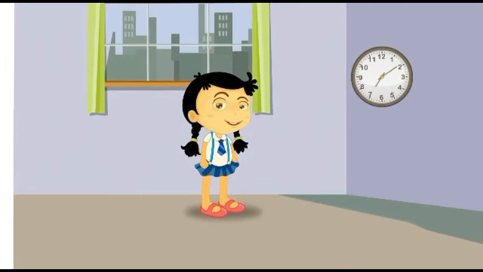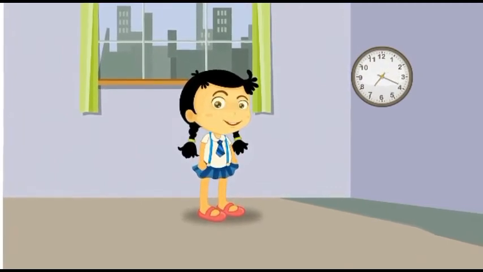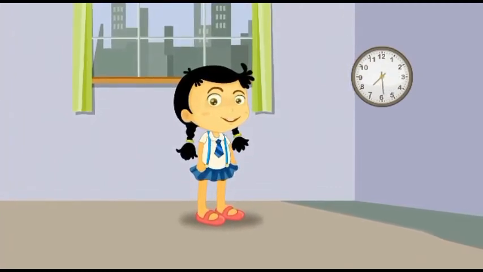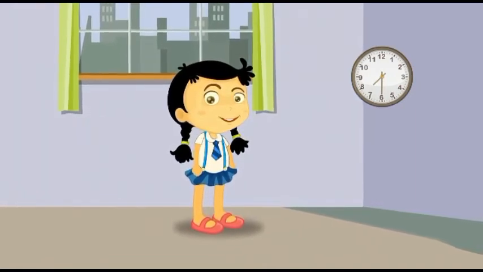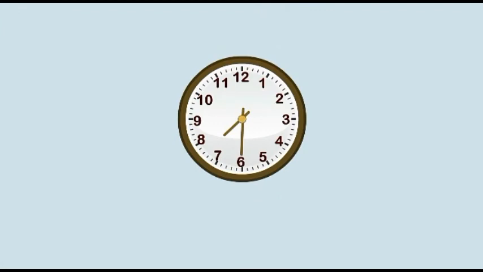She takes another 25 minutes to bathe, put on her uniform and comb her hair. What is the time now? The hour hand is between 7 and 8, and the minute hand is at 6. So, the time is 7:30.